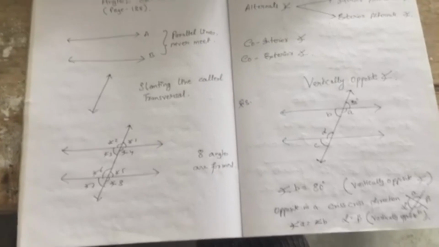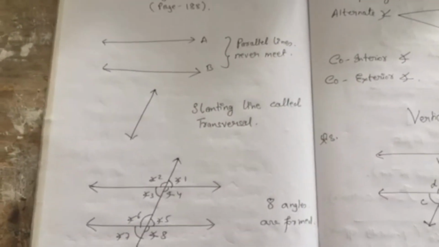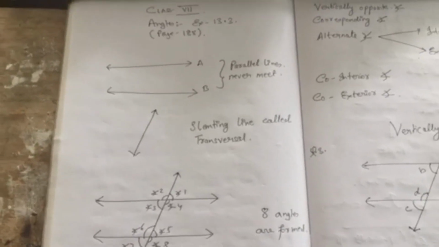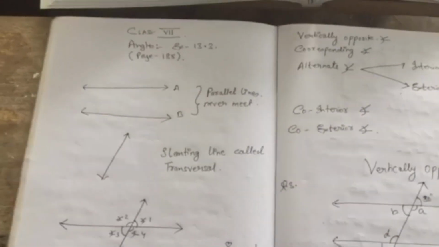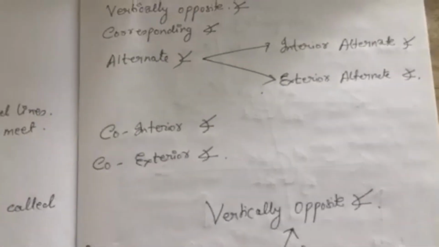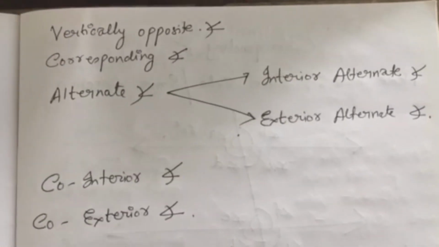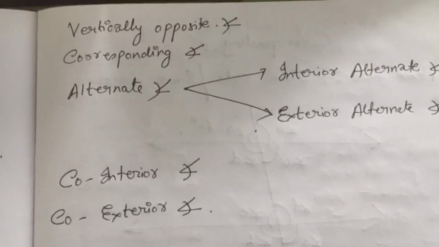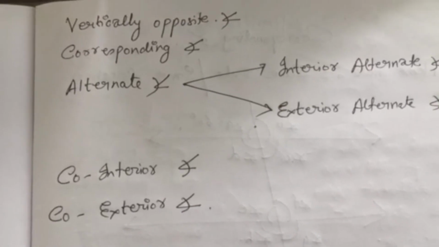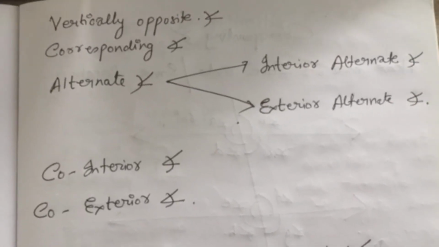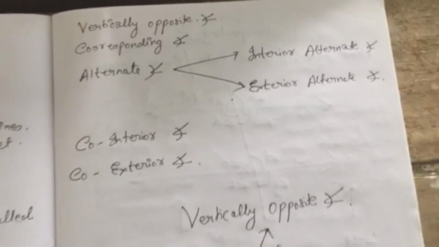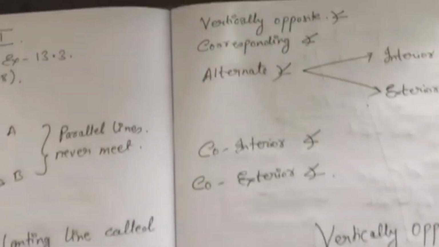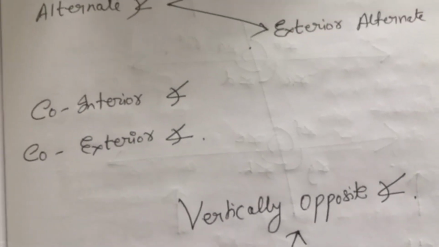In previous classes, you discussed acute angle, obtuse angle, right angle, straight angle, reflex angle. But today we are going to move to advanced types of angles, and these are the angles that we are going to discuss today: vertically opposite angle, corresponding angle, alternate angle, co-interior angle, co-exterior angle. First of all, we are going to discuss the vertically opposite angles.